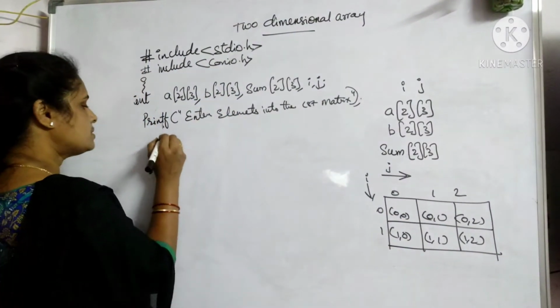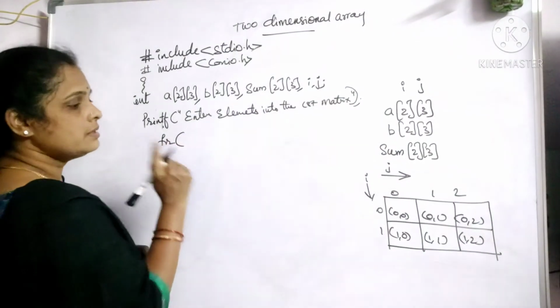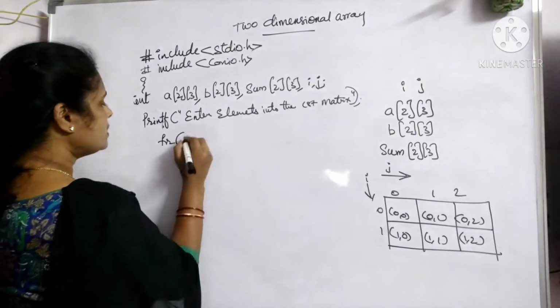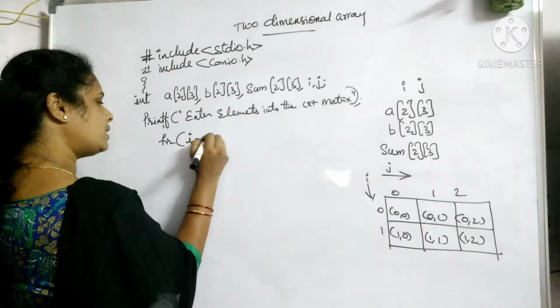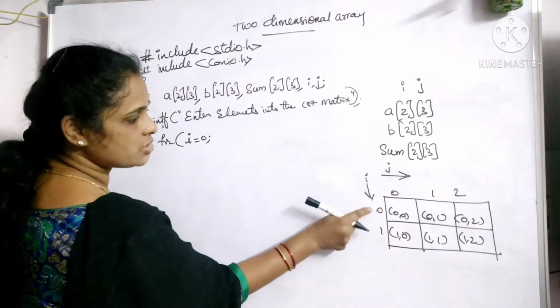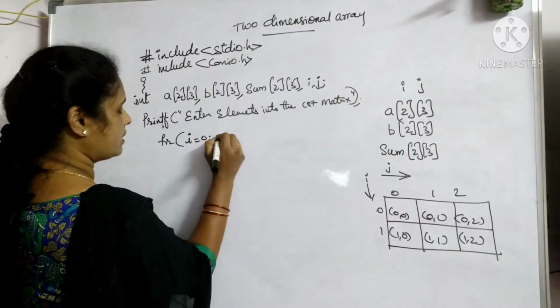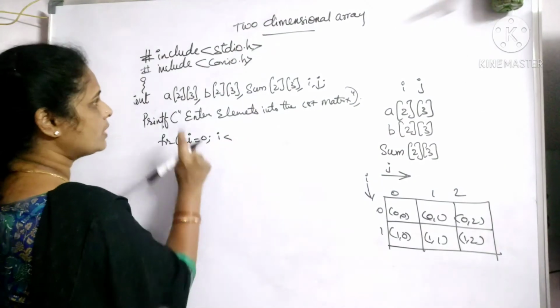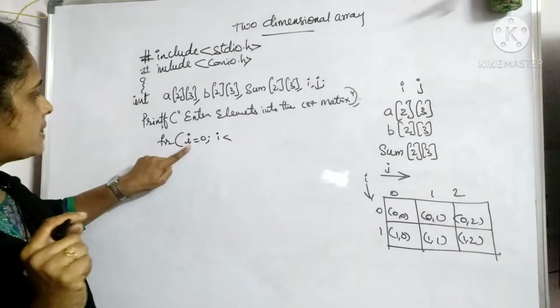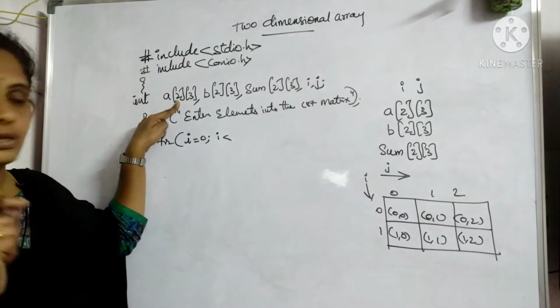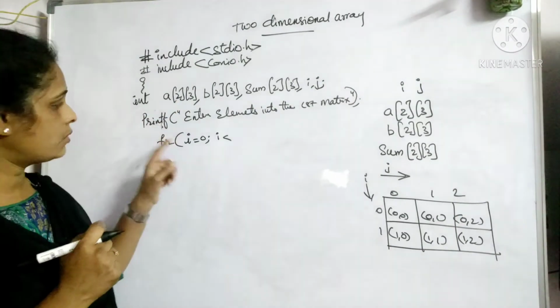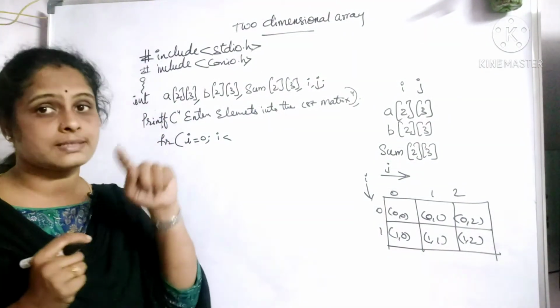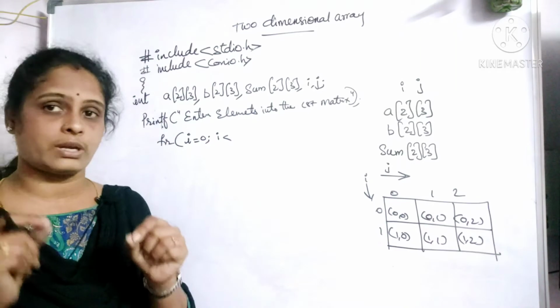Now I'm using the for loop here. First of all, we'll see the row count. For i equal to 0, i's initial value is 0, and up to where does it have to go? I am talking about rows here. The number of rows is 2. So when I say 2 rows, that means i is less than 2, or less than or equal to 1.